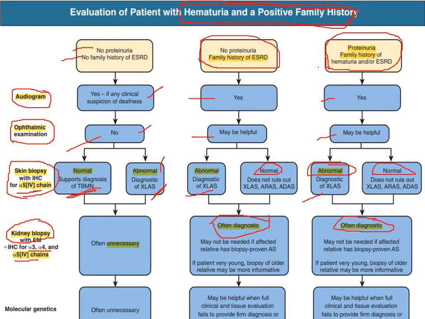If they are all absent in all areas, it is X-linked. If they are all absent in the glomeruli, but the alpha 5 is positive in the Bowman's capsule and in the distal renal tubule, so it is autosomal recessive.